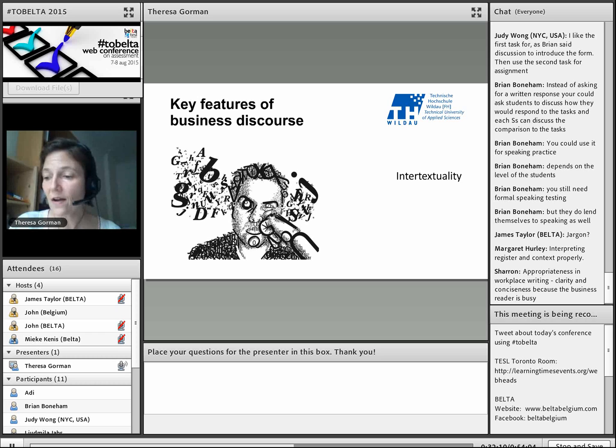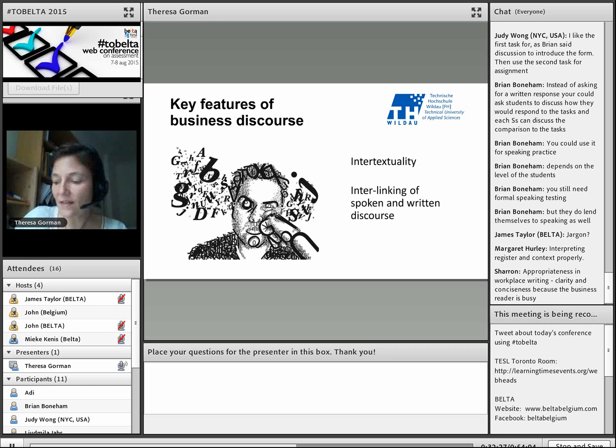Luhjala-Salminen also found this. So if you want to be literate in the workplace, you have to be adept at navigating these textual relationships, not just at composing the isolated email or letter. The next feature was the interlinking of spoken and written discourse. So they're often used simultaneously.